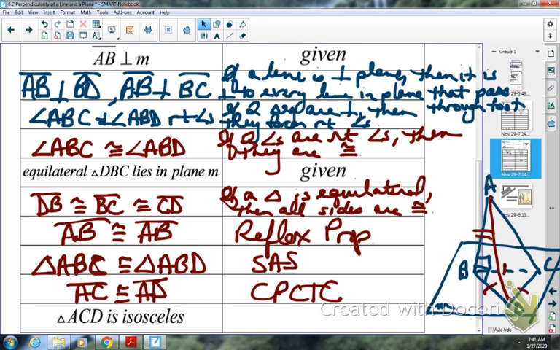So the triangle is isosceles. And my reason would be something like, if a triangle has at least two congruent sides, then it is isosceles.